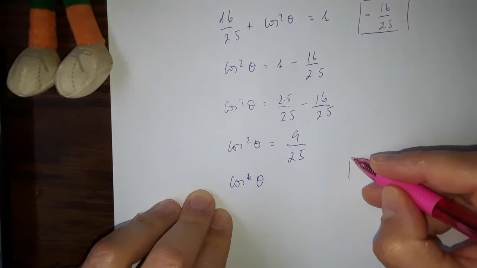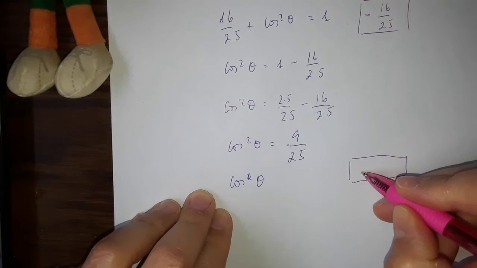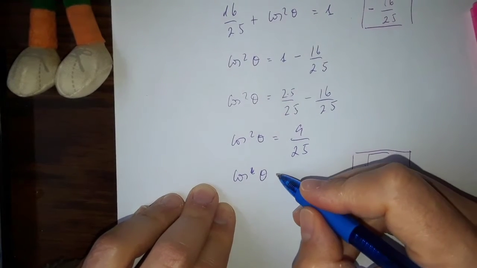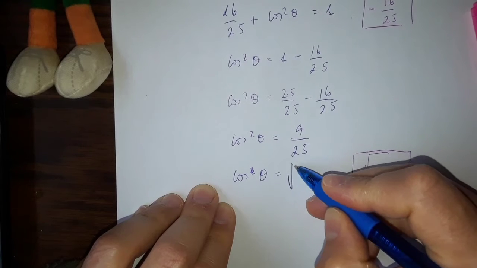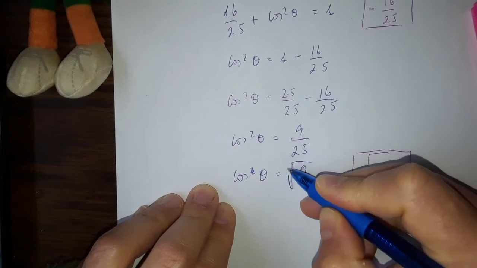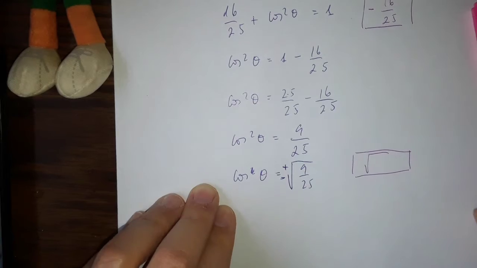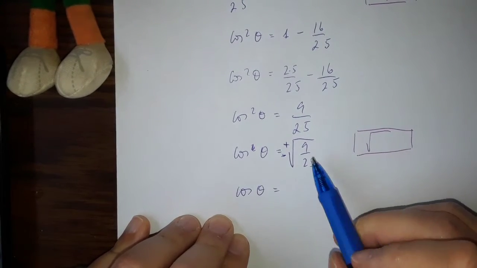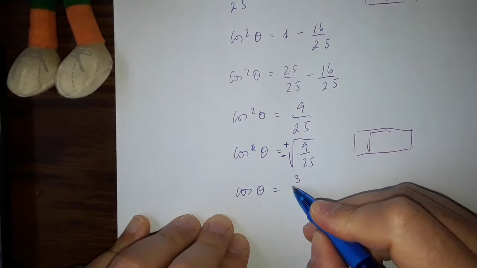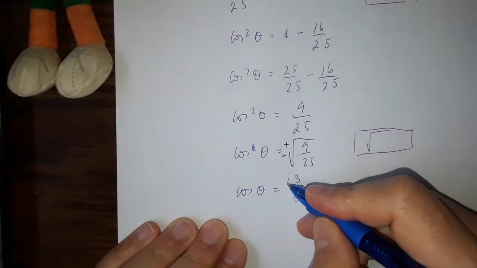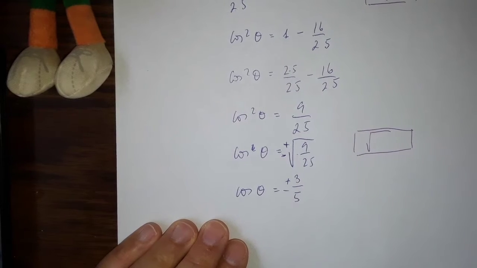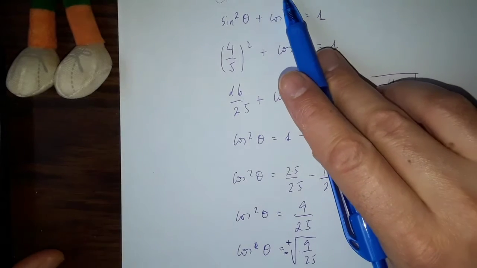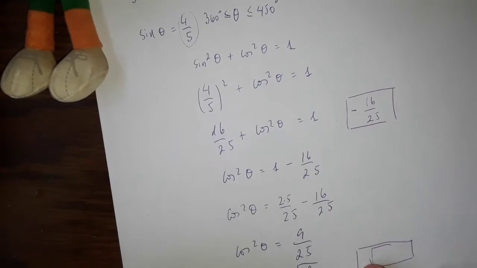What we're doing now is square rooting both sides, okay? So what we're going to have is the square root of 9/25, and remember I have to add a plus and a minus, okay? So cosine is going to be 3/5 plus minus, okay?